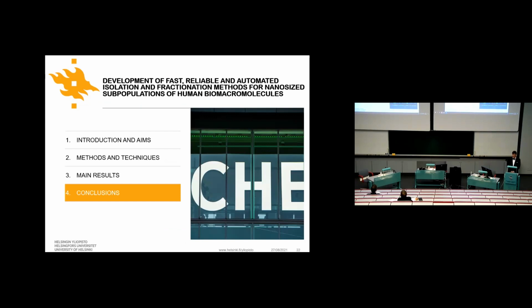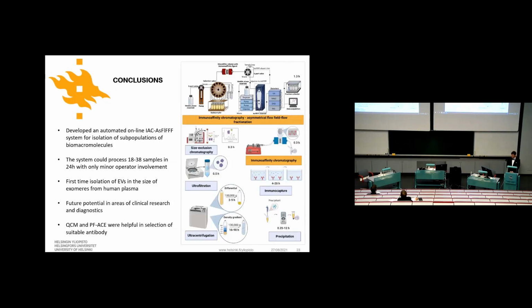Now, to conclude this lecture, I would say that we have introduced a couple of new methods and techniques, and especially developed this automated online immunoaffinity chromatography asymmetric field flow fractionation system for the isolation of subpopulations of biomacromolecules. We can process 18 to 38 samples in 24 hours with minor operator involvement. And for the first time, we could isolate EVs in the size of exomeres from human plasma.